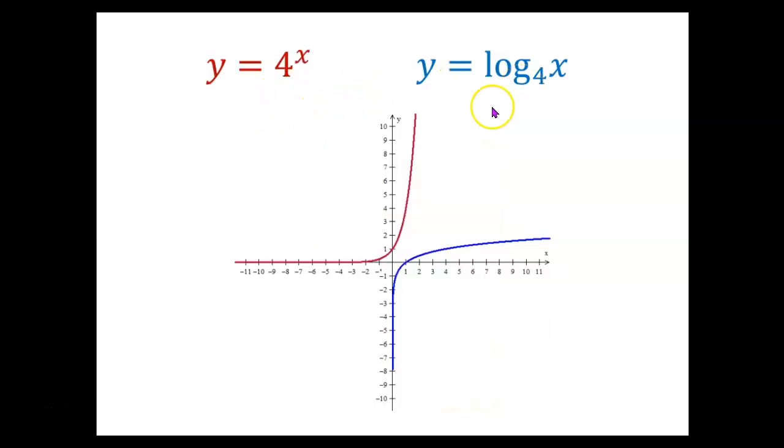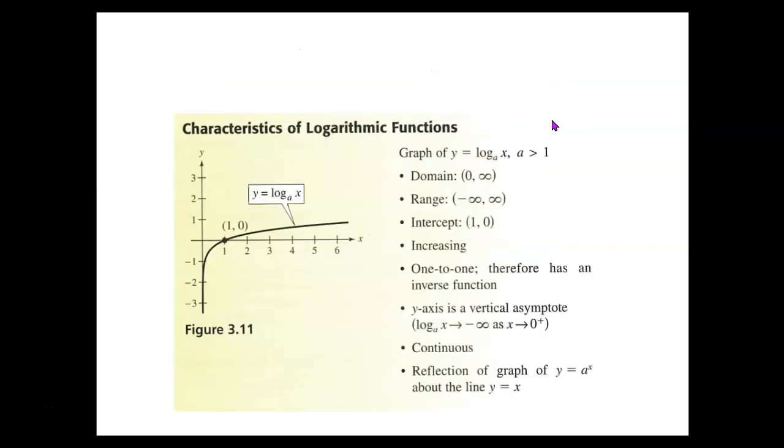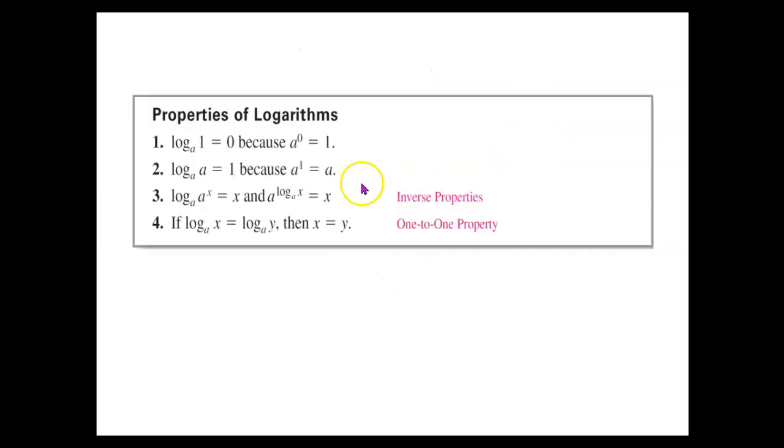And because these two functions, the exponential function and the logarithmic function, are inverses of one another, their graphs are reflections across the diagonal line where y equals x. Some more properties that are true of any base logarithm. The log to any base of 1 is always going to be 0 because any number to the 0 power is 1. The log to any base of that same number is always going to be 1 because any number to the 1 power is that number.